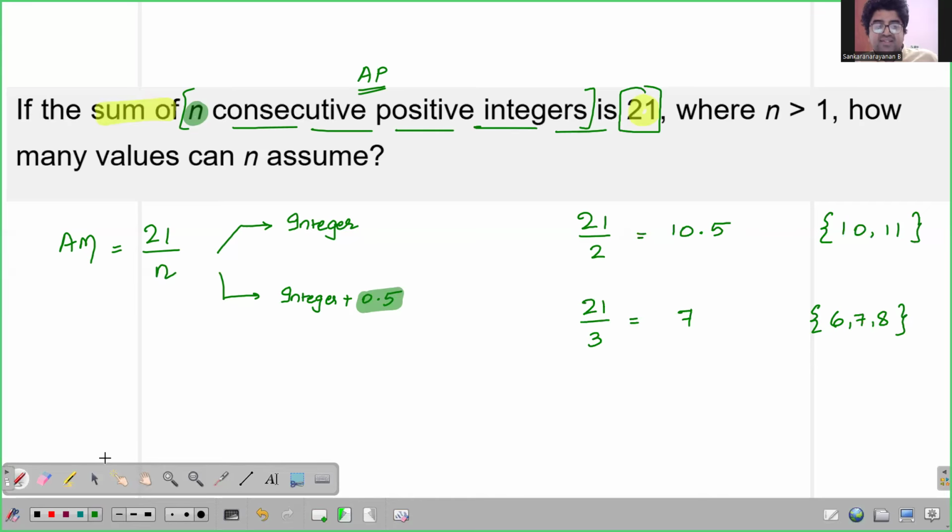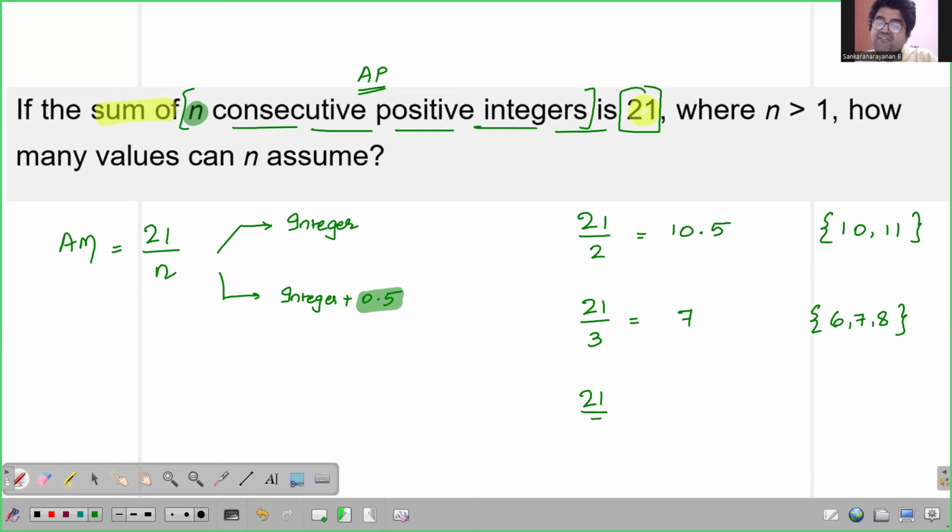I'm fine with this. When I consider 21 divided by 4, it involves a decimal, but it is not 0.5. 21 by 4 is 5.25, so I can't include that.